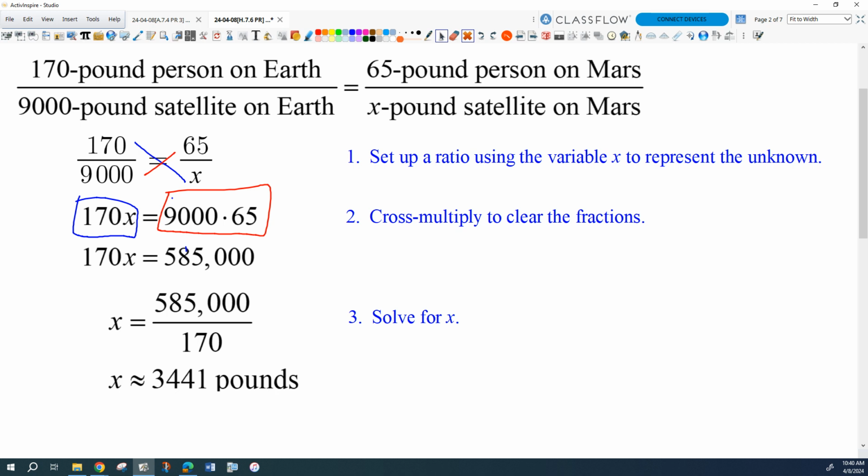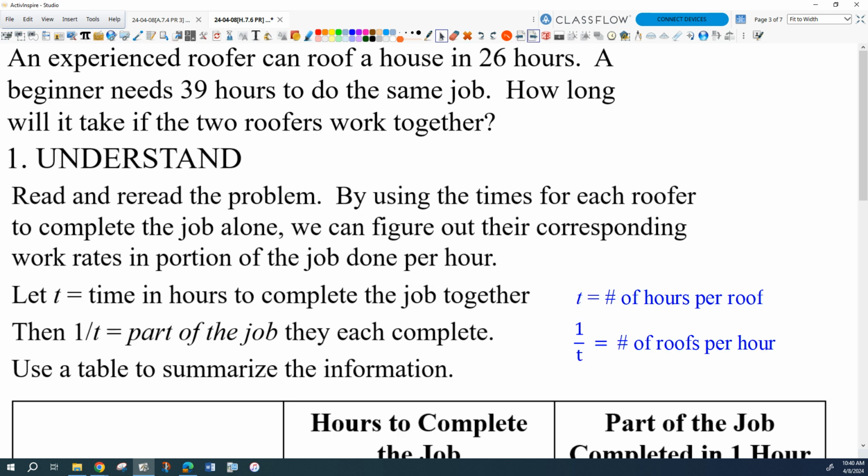All right. Sometimes though, we get situations where it might be a little tougher, where there may not be just a simple proportion we can set up. Okay, so what about something like this? An experienced roofer can roof a house in 26 hours. A beginner needs 39 hours to do the same job. How long will it take if the two roofers work together?